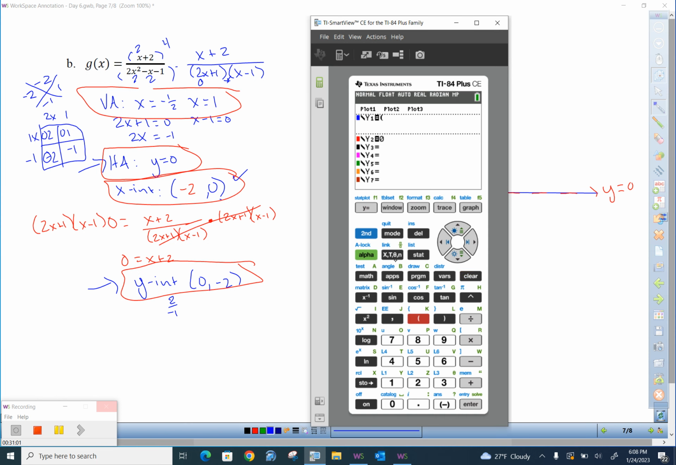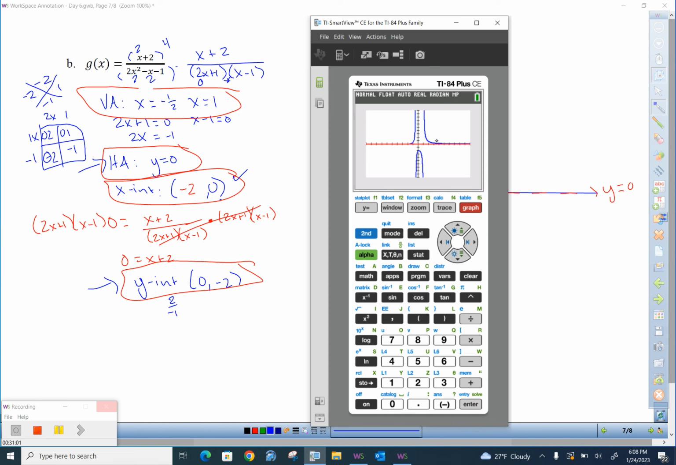So parentheses, x plus 2, close it, divided by, and then on the bottom, 2x squared minus x, and then minus 1. Oops, I got to log in there. Sorry, folks. Starting over will be a little bit more efficient here. There we go. And then we'll take a peek at the graph.